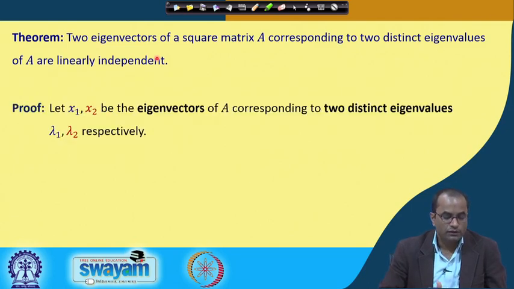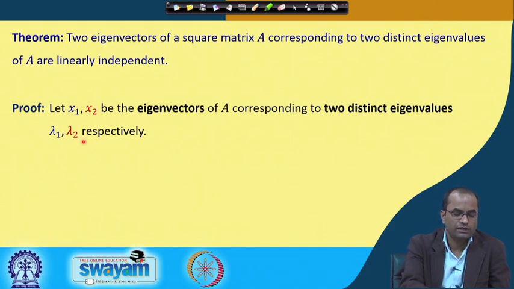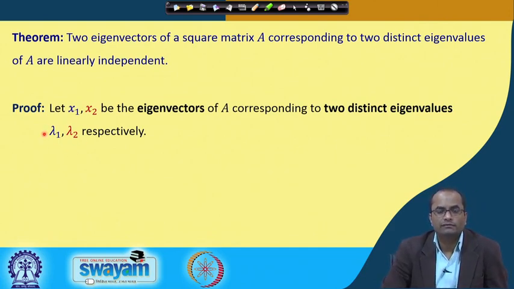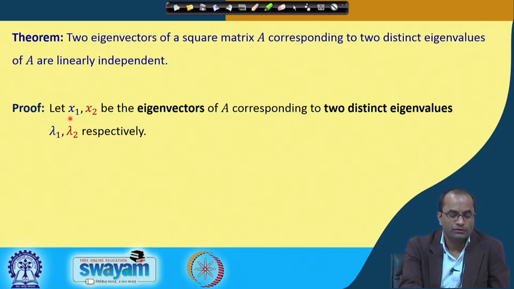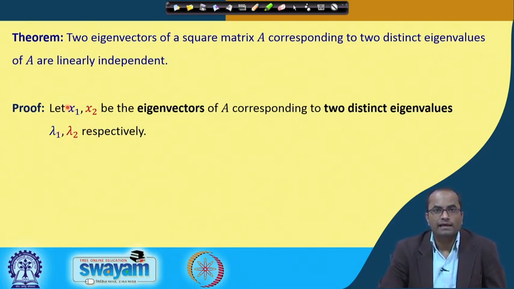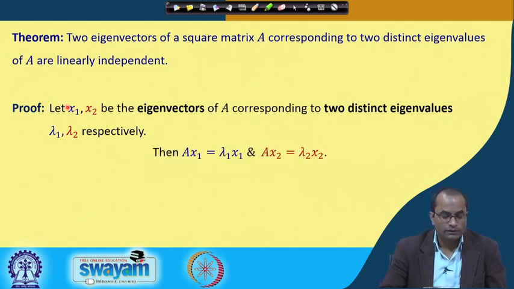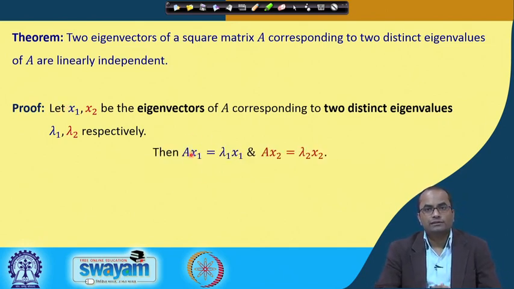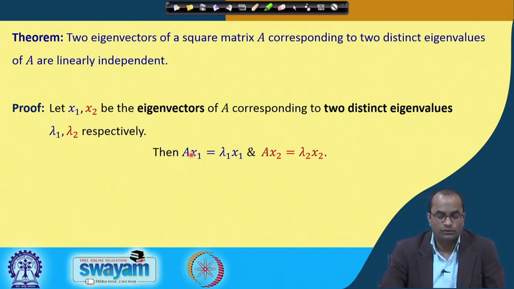So, what do we consider now? Let us say x 1 and x 2 are two eigenvectors of A corresponding to two distinct eigenvalues lambda 1 and lambda 2. So, lambda 1 and lambda 2 are two distinct eigenvalues we have assumed, and their corresponding eigenvectors are denoted by x 1, corresponding to lambda 1, and x 2, corresponding to eigenvalue lambda 2. So, they satisfy the relation that A x 1 is equal to lambda 1 times x 1 and A x 2 is equal to lambda 2 x 2, because they are the pair of eigenvalues and eigenvectors.